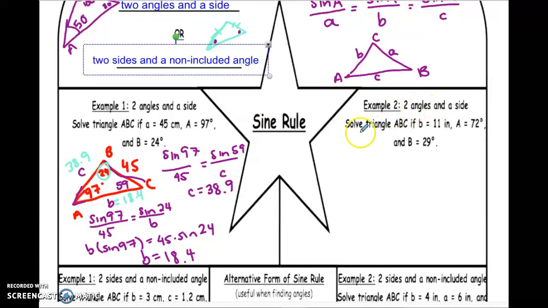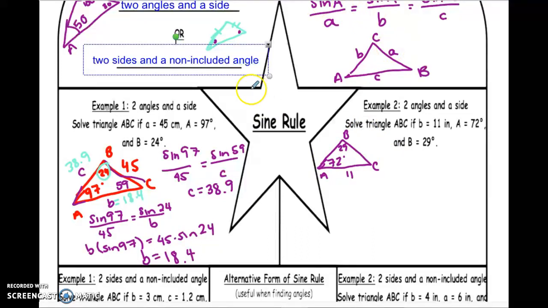So if we go ahead and look at another example, all right, two angles and a side. So same triangle here, ABC. I never attempt to draw the triangles to scale. I just label them ABC and fill the stuff in. So side B is 11. That has to be opposite angle B. Angle A is 72 and angle B is 29.